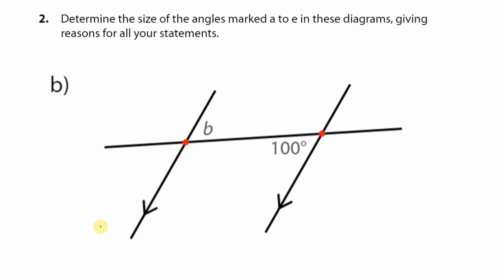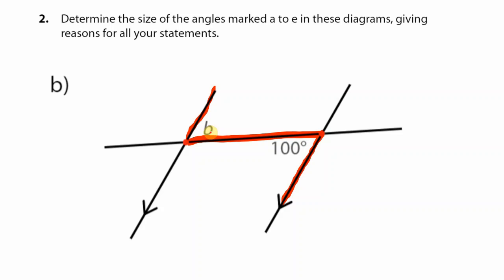So let's move on to number 2, number B. Well, let's just first read the question. Determine the size of the angles marked A to E in these diagrams, giving reasons for all your statements. So here I see we have a B. I see we have parallel lines. What kind of shape do we have? Let's see. What shape do we have? Zorro, Z shape.